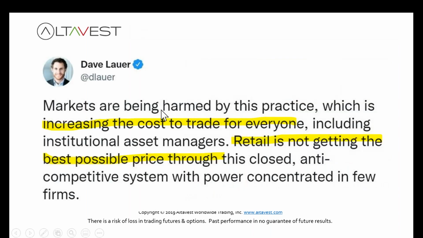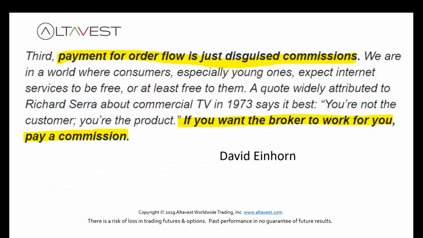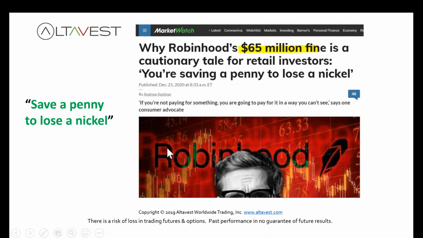It says here, markets are harmed by this practice. It increases the cost to trade for everyone. Retail is not getting the best possible price. And the SEC is actually coming down on this. They may even rule against this whole process. Order flow, payment for order flow is disguised commissions. If you want a broker to work for you, pay a commission. Robinhood gets fined $65 million. You save a penny to lose a nickel. I think that kind of summarizes what I'm trying to say.